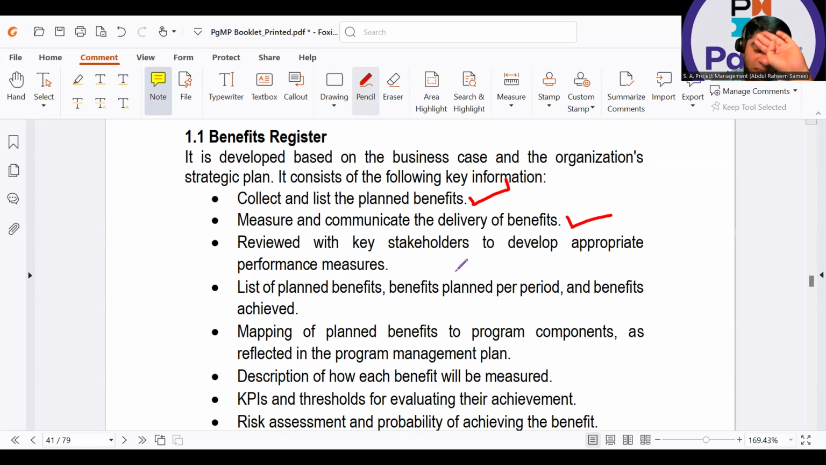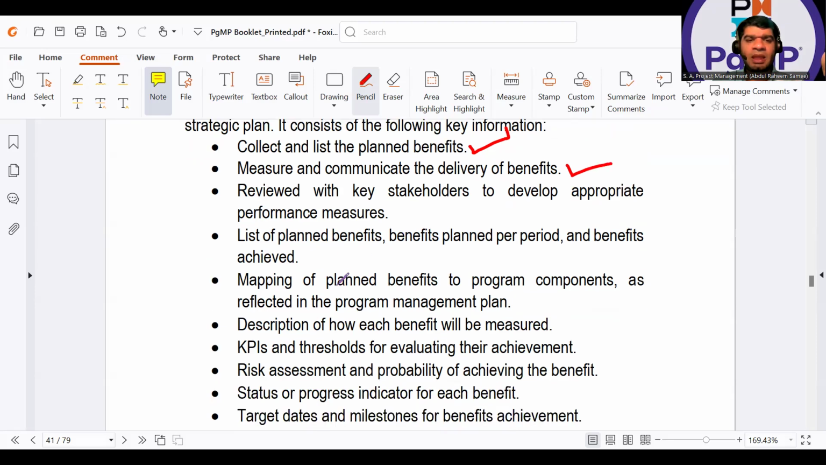It is reviewed with the key stakeholders to develop appropriate performance measures: list of planned benefits, benefits planned per period, and benefits achieved. Yes, the benefits achieved with the passage of time, you will continuously be maintaining and updating your benefit register to reflect the actual program progress.